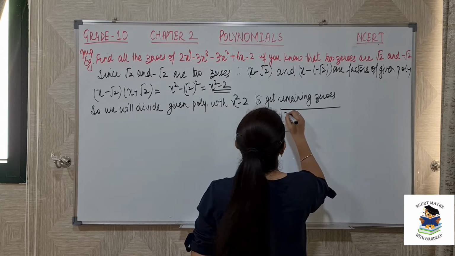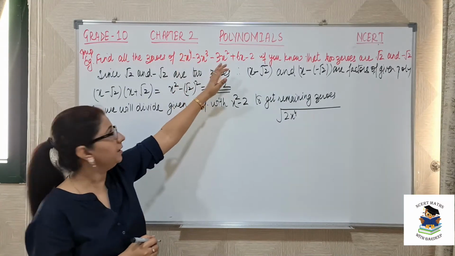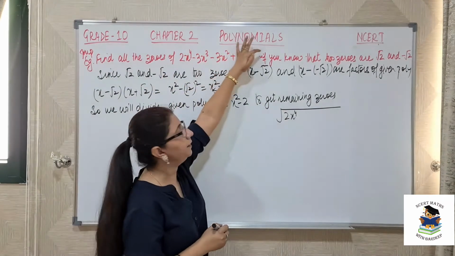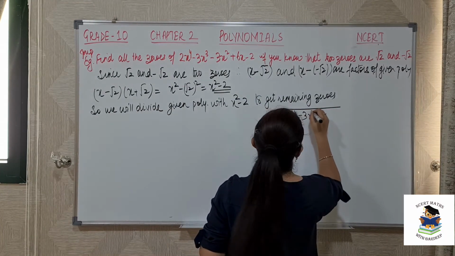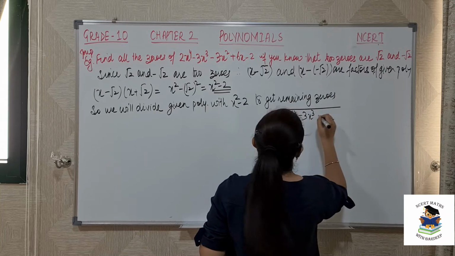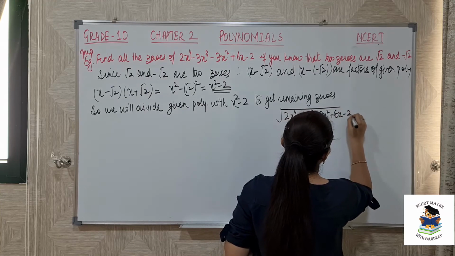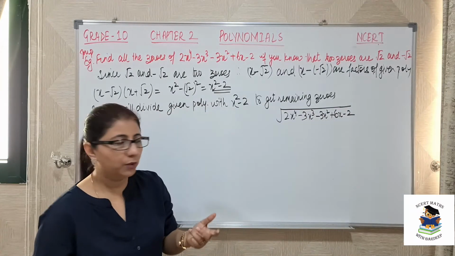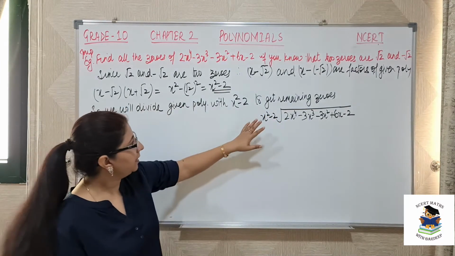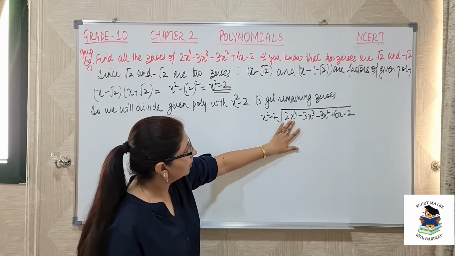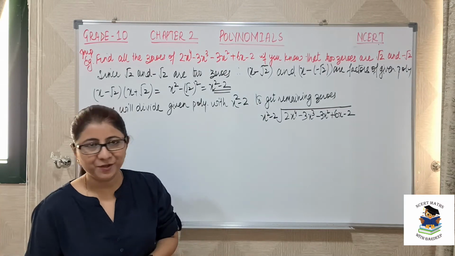So the polynomial is 2x raised to power 4. See, now this is already arranged in decreasing order, 4, 3, 2, 1 and 0. So no need to shuffle it, just write it. 2x^4 minus 3x^3 minus 3x^2 plus 6x minus 2. Okay, so it should be divided by x square minus 2. As already explained, we should divide the highest power term of the dividend with the highest power term of the divisor to get the first term of the quotient.